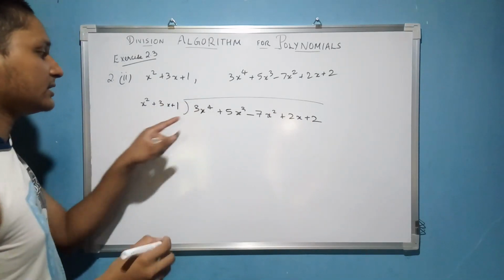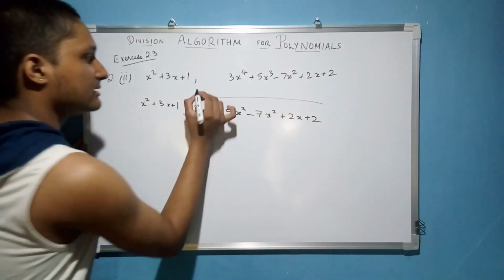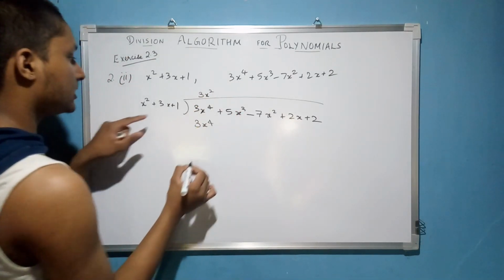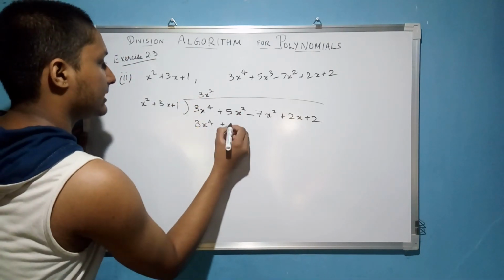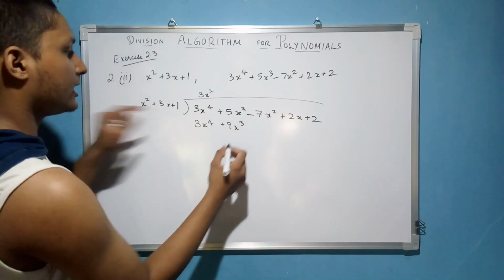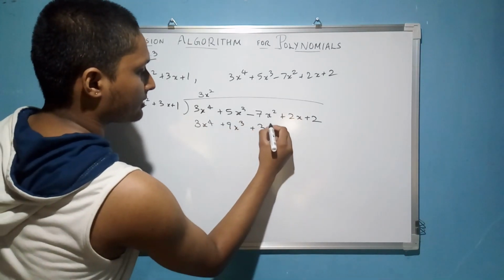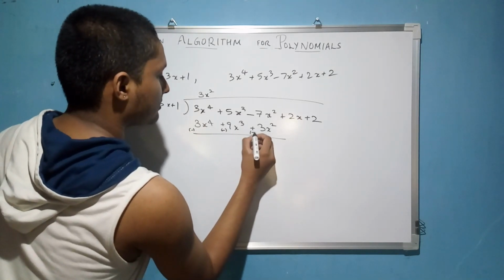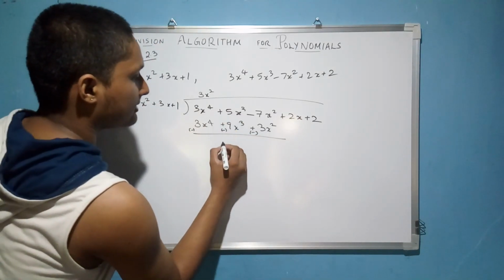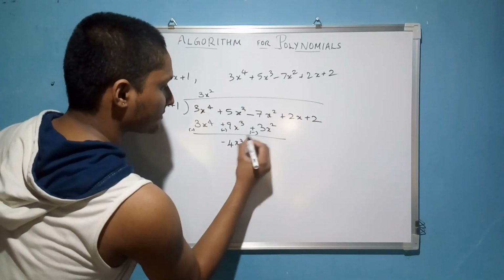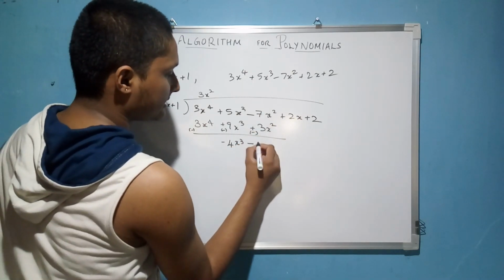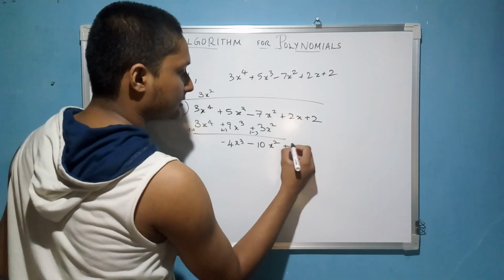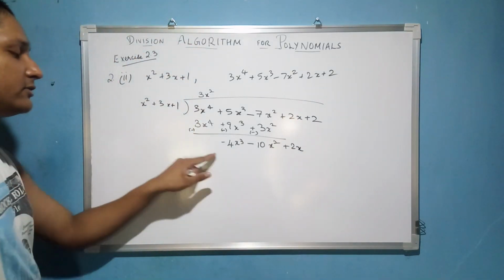So the first term here comes to be 3x raised to 4 divided by x square. That is 3x square. So this is 3x raised to 4. Now 3x into 3x square comes to be 9x cube, and you have one 3x square. Okay, now changing the sign and then adding. So this comes to be 5 minus 9, that is minus 4x cube. This is minus 7 minus 3, that is minus 10x square, and bringing this 2x here. Okay, now I need to divide this.